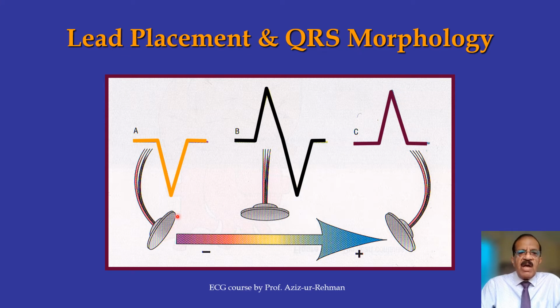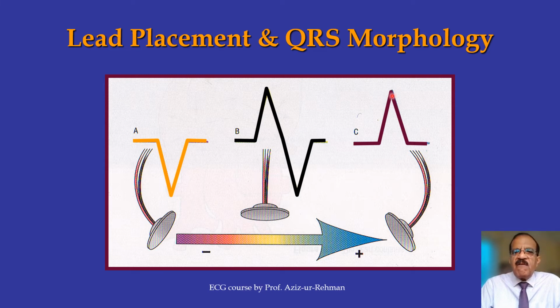And the electrode placed on the other side, with the current flowing away from it, records the same electrical phenomenon as a downward deflection. And this electrode is placed in the middle, so partly the current is flowing toward it, so the initial part is upward, and then the current is flowing away from it, and the remaining part is negative. So this is the basic principle we will use in determination of cardiac axis.